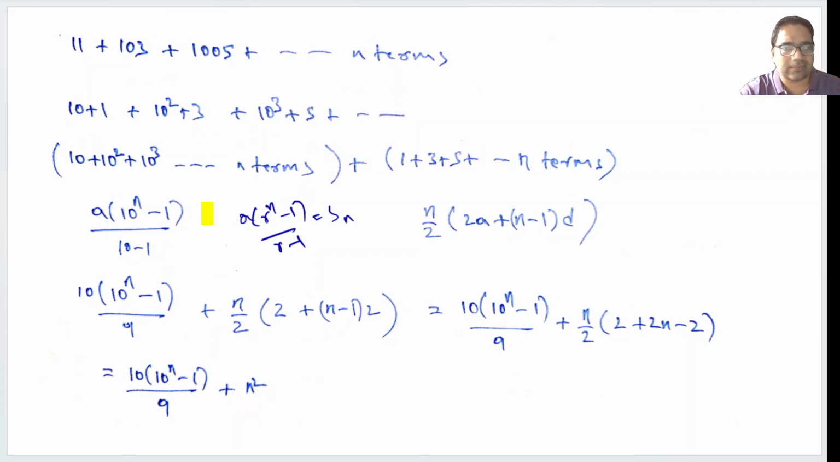Similarly here, what is this? This is 10 into 10 power n minus 1 by 10 minus 1. So that means 10 by 9 into 10 power n minus 1. This is the sum of this. Here, 1, 3, 5, 7, 9, whatever. So here what is the sum?